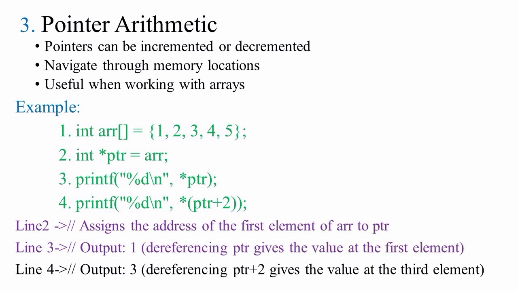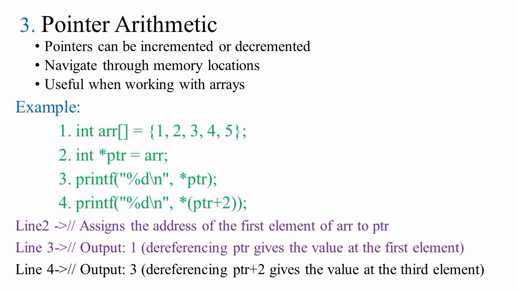Next, pointer arithmetic. Pointers can be incremented or decremented to navigate through memory locations. This is particularly useful when working with arrays. For example, the array ARR contains 5 elements, which is clearly mentioned in the first line. The second line assigns the address of the first element of ARR to pointer ptr.